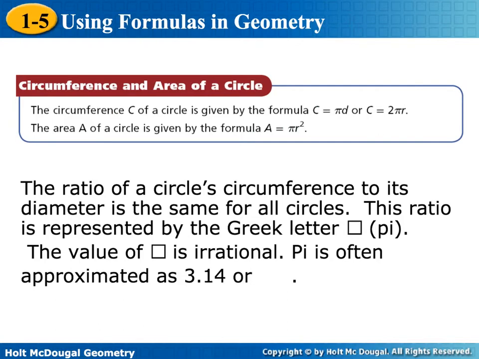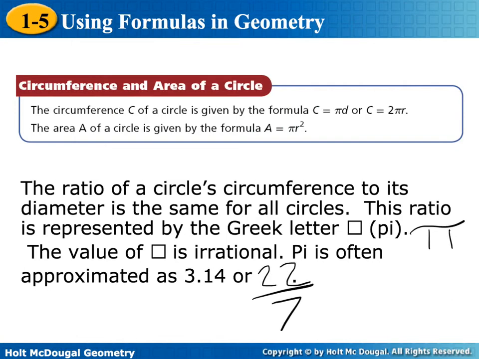All right, and then what's supposed to be in these little boxes is the symbol pi. The ratio of a circle's circumference to its diameter is the same for all circles. This ratio is represented by the Greek letter pi. The value of pi is irrational. It goes on forever and ever. Pi is often approximated, though, as 3.14 or 22 over 7.